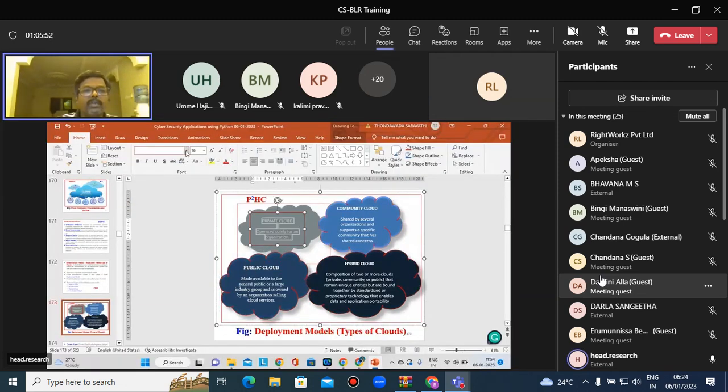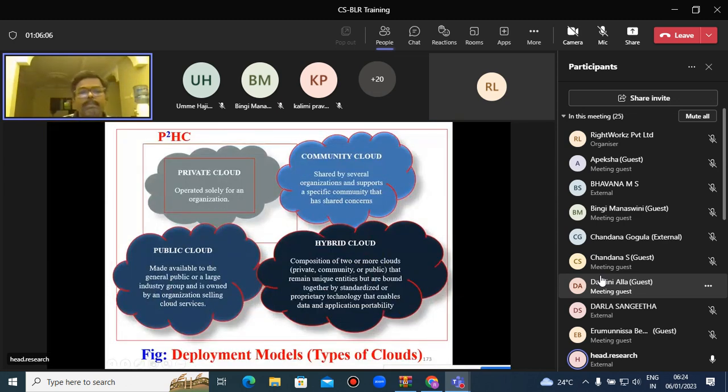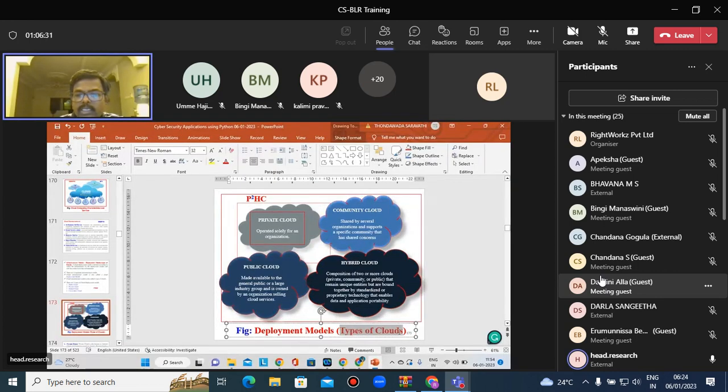And private cloud means only employees of the organization access the private cloud. Private cloud means operated solely for an organization. Community cloud means only a community of people access the cloud. Hybrid cloud means a combination of private and public cloud, through which we access the information. These are the deployment models, or you can call them types of clouds.